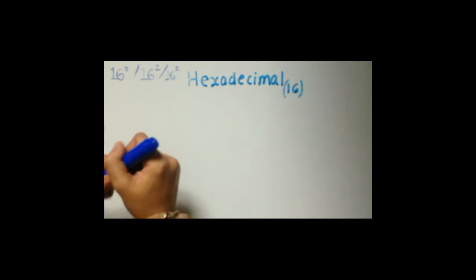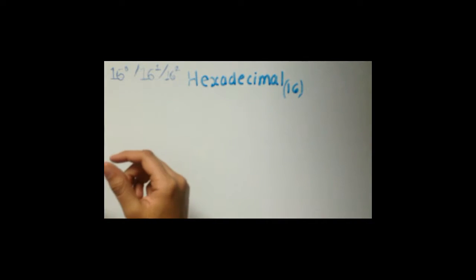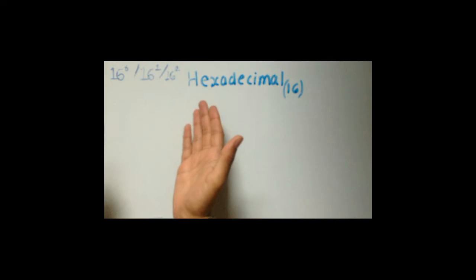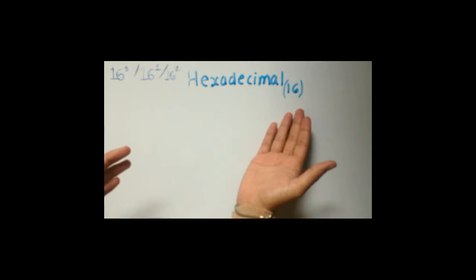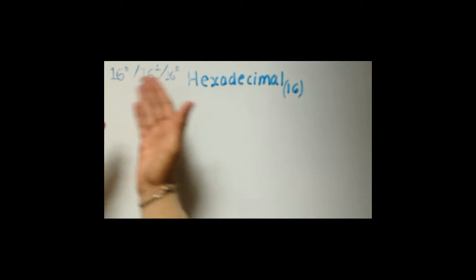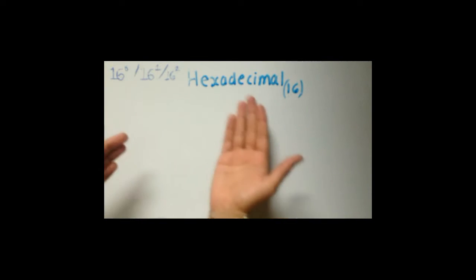Hi guys! In today's video we will be focusing on hexadecimals. Hexadecimals are always to the base 16. By base 16 I mean 16 to the power of 0, and so on.